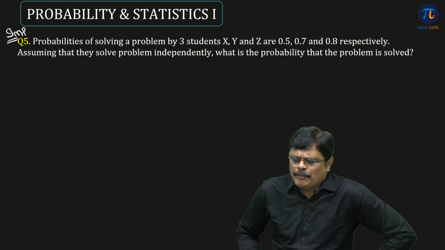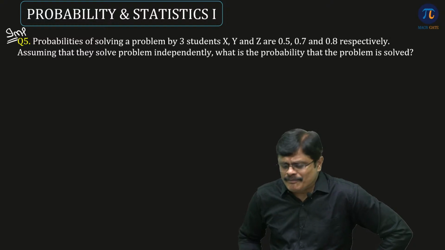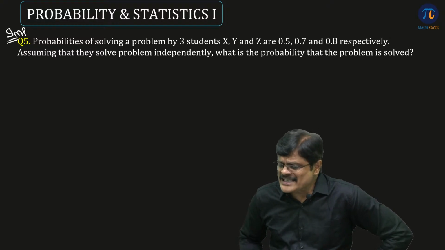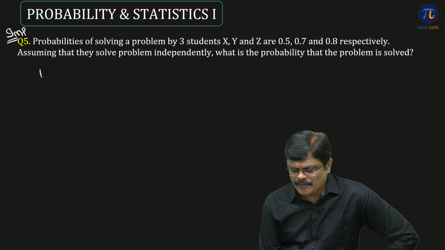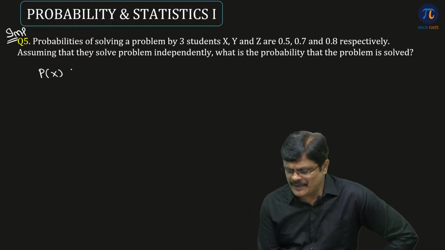The probabilities of solving a problem by 3 students x, y and z are 0.5, 0.7 and 0.8 respectively. That is, the probability that x solves the problem is 0.5.